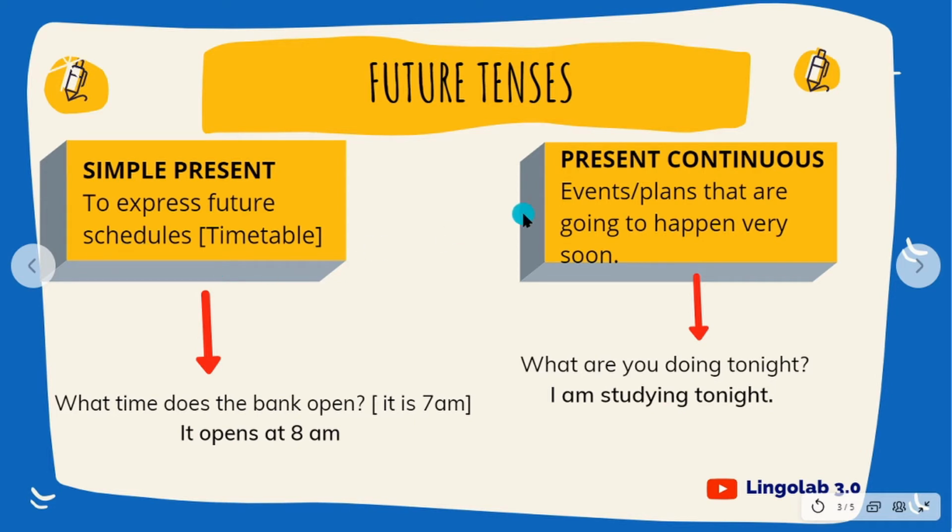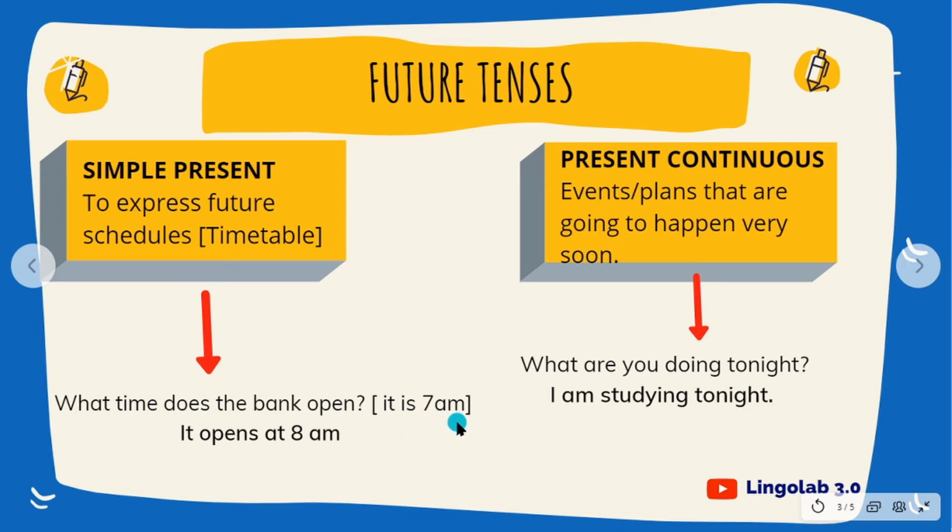This is, for example, if I have to talk about a restaurant schedule, an airport schedule, a company schedule, whatsoever, and I have to refer to that in the future, I can also use the simple present. This is our example here. If you can check, it is 7 o'clock.